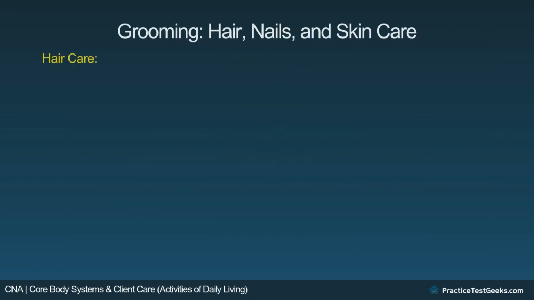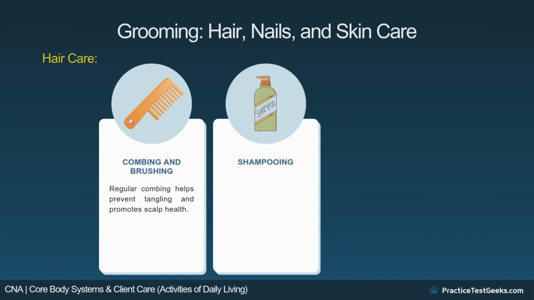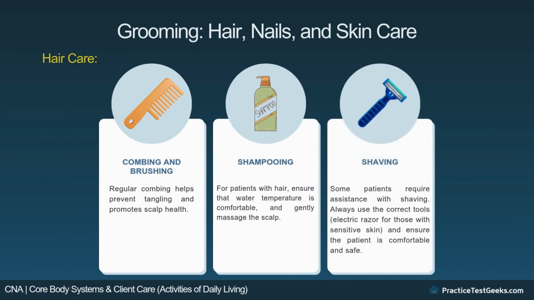Hair care: combing and brushing. Regular combing helps prevent tangling and promotes scalp health. Shampooing: for patients with hair, ensure that water temperature is comfortable and gently massage the scalp. Shaving: some patients require assistance with shaving. Always use the correct tools. Electric razor for those with sensitive skin, and ensure the patient is comfortable and safe.